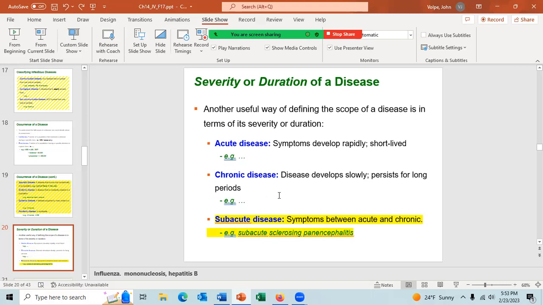There are diseases in between an acute and a chronic disease. We're not really going to talk about them because I'm sure you're not familiar with a subacute disease like subacute sclerosing panencephalitis. I've never heard of that until I got it in our textbooks. So the point is there are diseases in between that, and you don't need to know about subacute diseases.